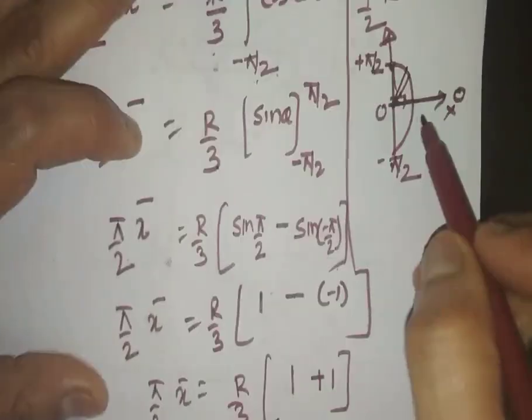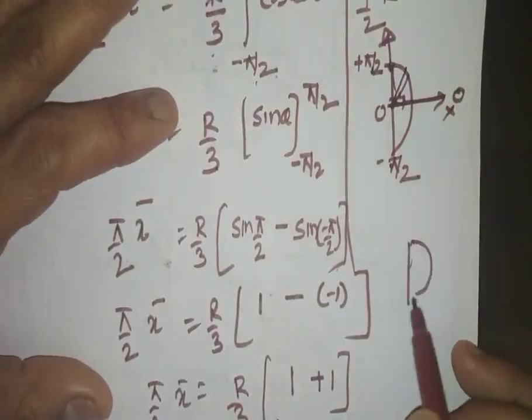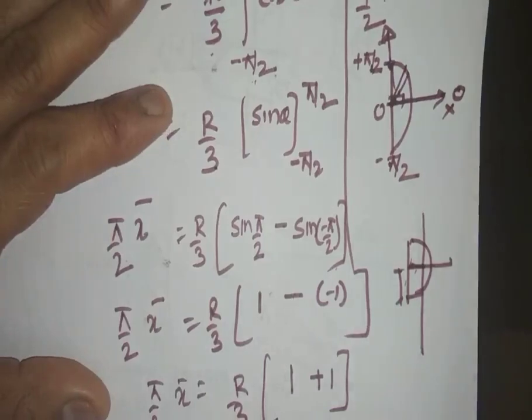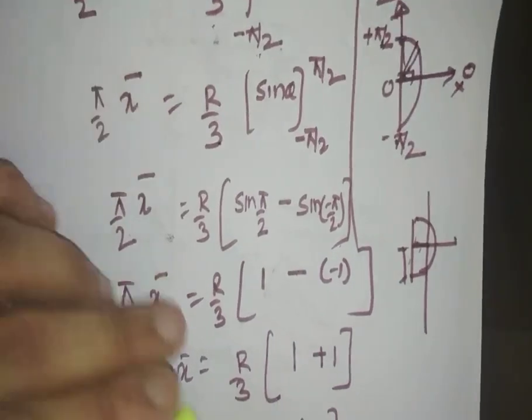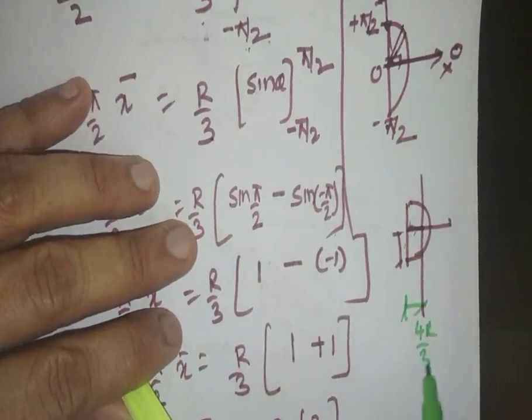So this is nothing but the formula for the semicircular portion when it is symmetrical about x-axis. The x value of the centroid will be, with reference to the y-axis, this y will be originated here. With reference to the x-axis, the centroid distance will be 4r by 3 pi. This particular distance would be 4r by 3 pi.